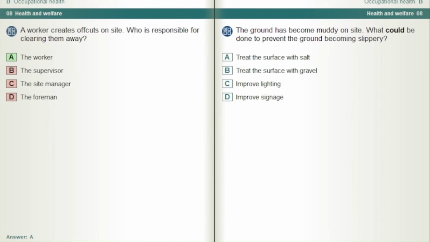The ground has become muddy on site. What could be done to prevent the ground becoming slippery? Treat the surface with salt. Treat the surface with gravel. Improve lighting. Improve signage.